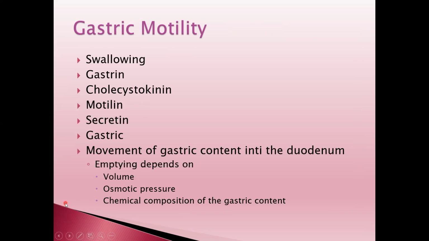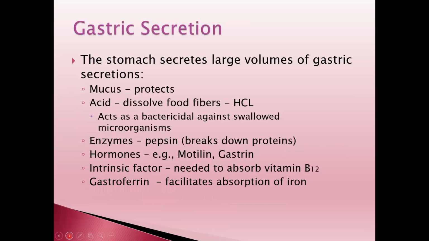Now, the movement of the gastric content into the duodenum depends on, sorry about that typo, it says into, it should say into the duodenum. It depends on the volume, the osmotic pressure, which is also water regulation, and also the chemical composition of the gastric content. So the stomach secretes large volumes of gastric secretions.